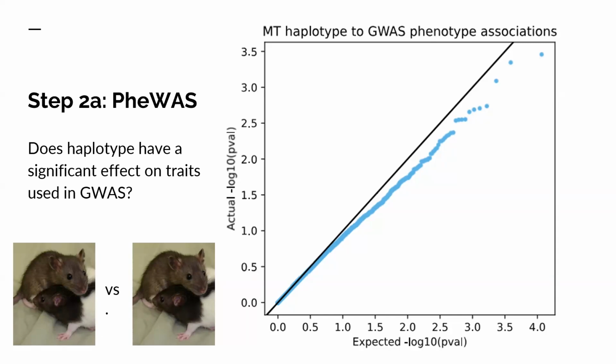This is a QQ plot. We plotted the actual versus expected p-values, and you can see that they basically are the same, which is a great thing, because it means that all those Y mitochondrial genotypes that we were throwing away for the previous 10 years of GWAS actually didn't matter. So this is the yay result, even though it is really, really boring.